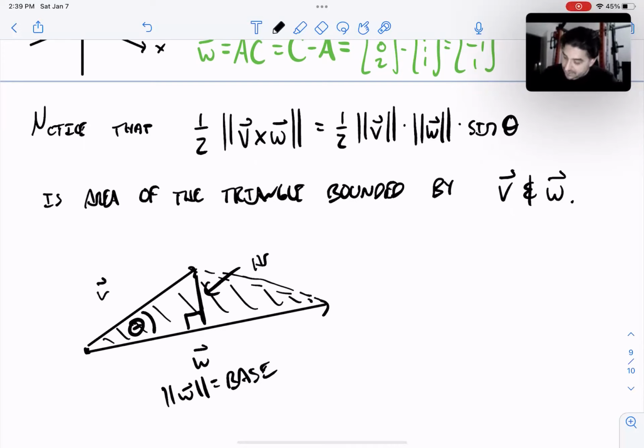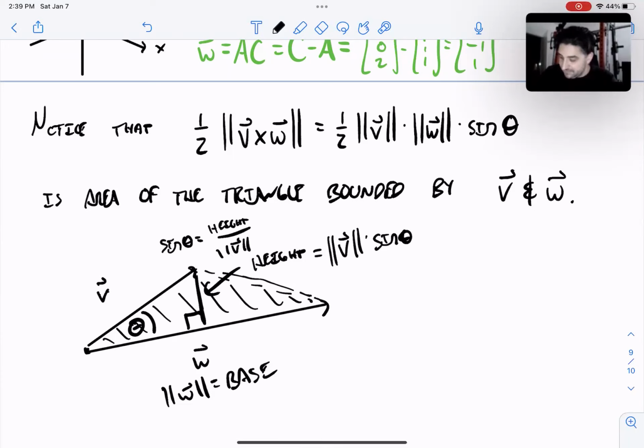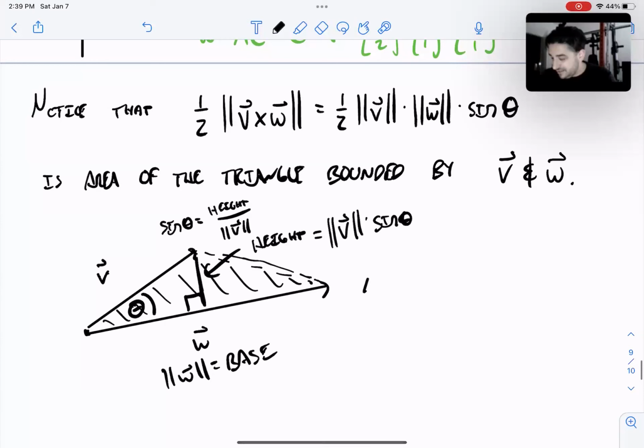The height is what? The height is magnitude V times sine theta. This is just SOHCAHTOA, right? What would sine of theta be? Let's back up a step. Sine of theta is the height over the magnitude of V, right? Because opposite over hypotenuse is sine. So if you just rearrange that equation, multiply both sides by the magnitude of V, you get that height equals magnitude of V times sine of theta. Okay, so then what is area? Well, area is 1/2 base times height.